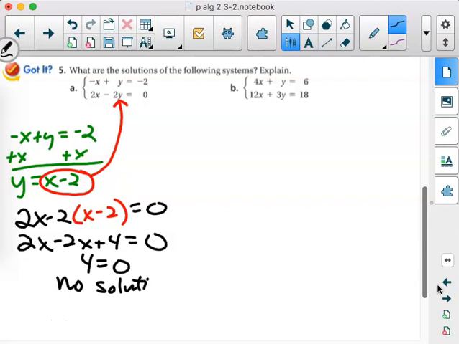And in the homework, if it asks you what type of lines would do this, what could you say? Parallel lines. Exactly. Parallel lines, never going to hit each other.